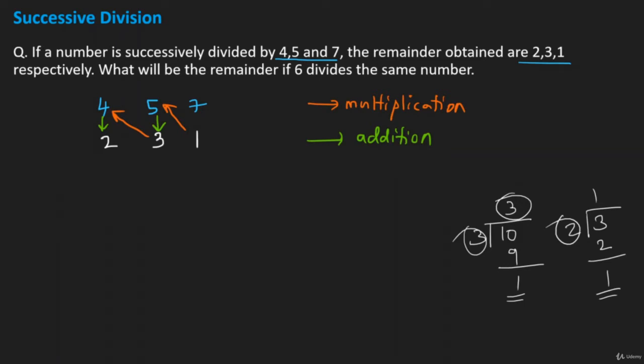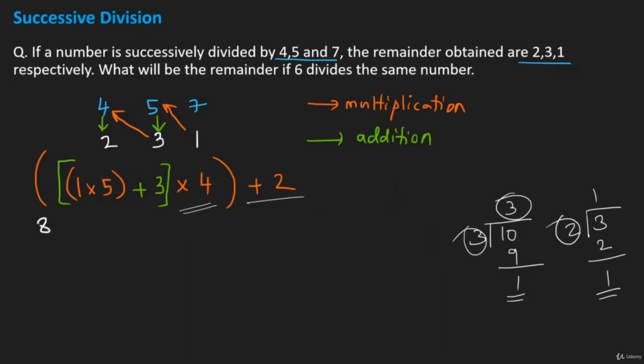So what do I mean with that? Let me write the expression over here. Alright, so my innermost expression is 1 into 5, that's multiplying 1 and 5. I add 3 to it and to the result, I do the operation of multiplying by 4 and then I add 2. So this becomes 8 into 4 plus 2, which is 34. Alright, let's check whether 34 satisfies the given condition.